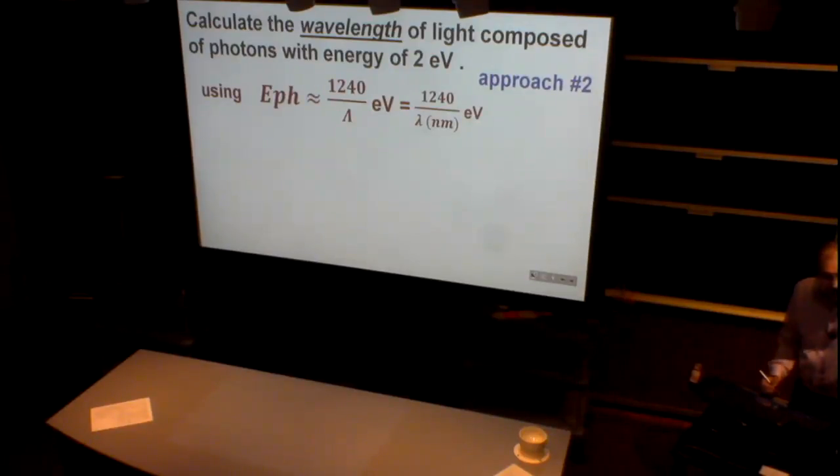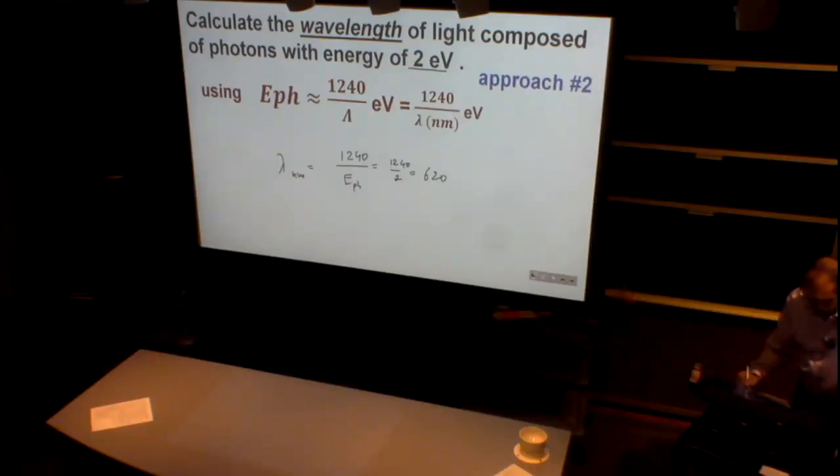because energy and wavelength in nanometers are related. We can calculate the wavelength in nanometers immediately. We just have to reverse this expression. And in this example, 1240 over 2, 620 nanometers, of course.